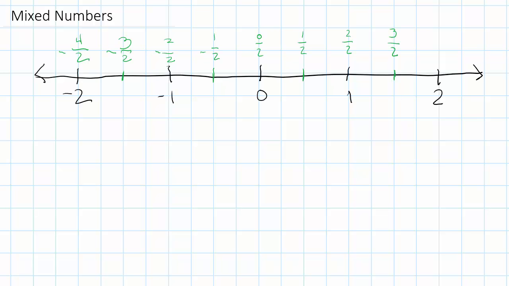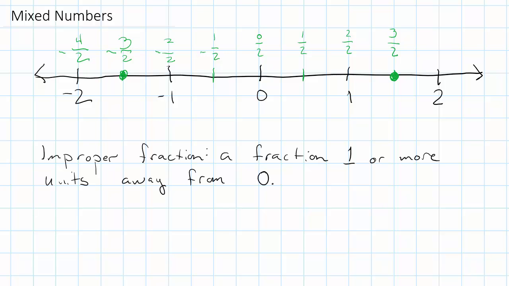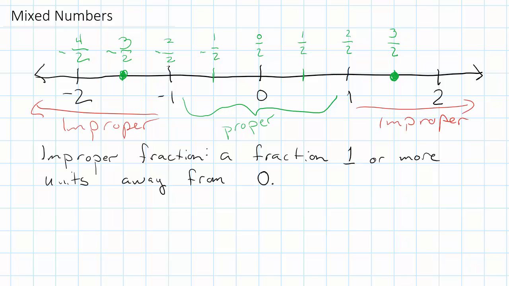When we have a fraction further away from 0 than 1, for example, in this picture, 3/2 or -3/2, we call that an improper fraction. Fractions that are exactly 1 away from 0, like 2/2 and -2/2, so fractions that are equal to 1 or to -1, those are still improper. The proper fractions live between -1 and 1, and the improper fractions live outside there.